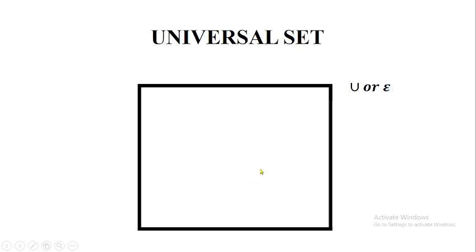Now, all the elements in the universal set will be inside the box. Let's say I have universal set U, having 1 to 10 as the elements in it. Then that means all the elements 1 to 10 will be inside this universal set, inside this box. I hope you understand that.